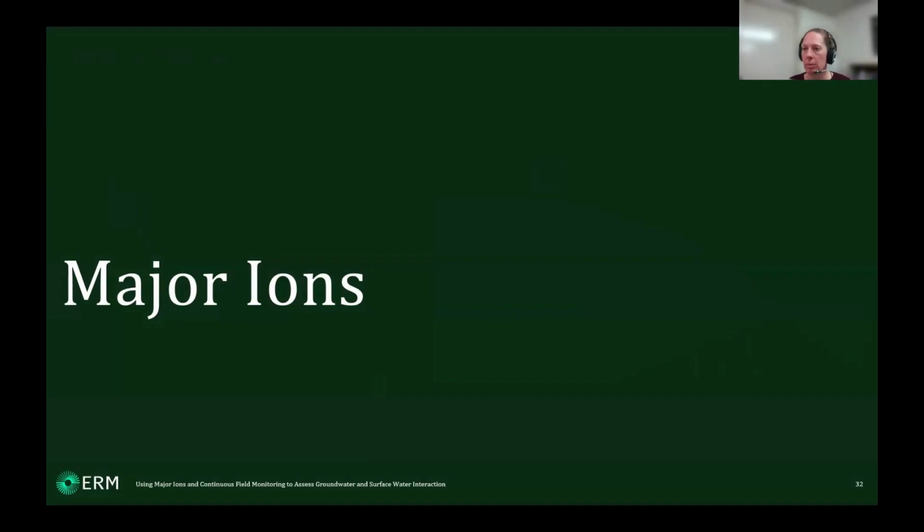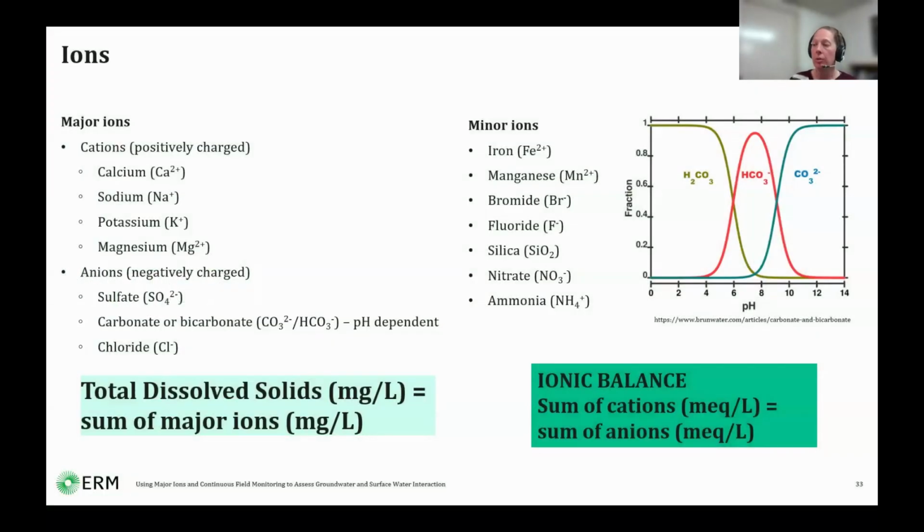All right, a bit of a change up now. Major ions, what we'll talk about for the rest of the presentation. 80% of the solutes that are dissolved in water, either groundwater or surface water, are typically comprised of 8 major ions. Don't panic, there's not too much chemistry here, and I'll explain so that hopefully people are a little bit more comfortable with major ions and their use, because they're super powerful.